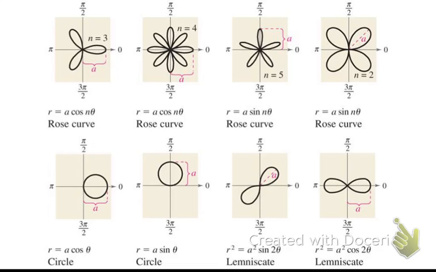Okay, the next four on the top are all rose curves with different numbers of petals. And we'll start to see the relationship with the number of petals and some numbers inside the equation. But if it looks like a flower, we're going to call it a rose curve. Okay, and then the first two on the bottom row are circles. Hopefully you should be able to identify a circle. And the last two are called lemniscates, and they kind of look like a figure 8 or an infinity symbol.